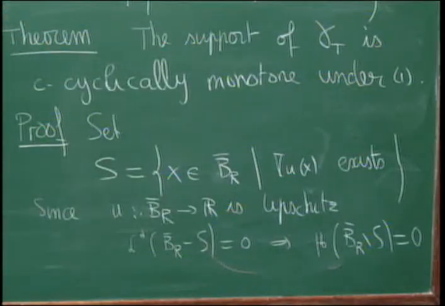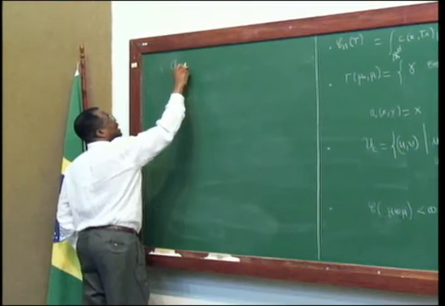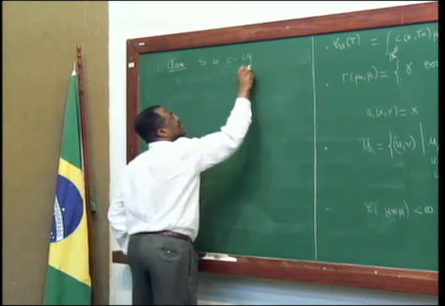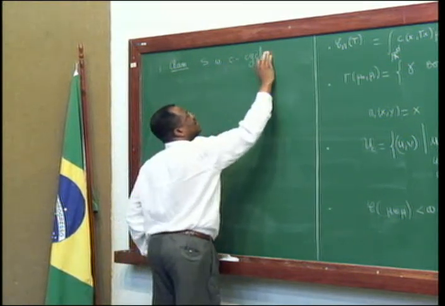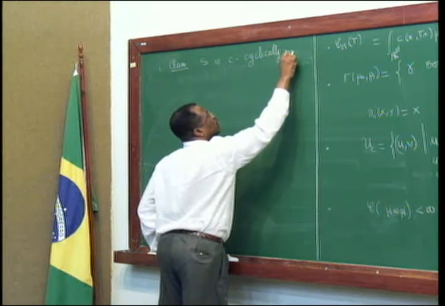However, if I take directly the support of that set, I will have some technical difficulty, which you will see soon. Let me start with the first claim. Claim: S is C cyclically monotone.